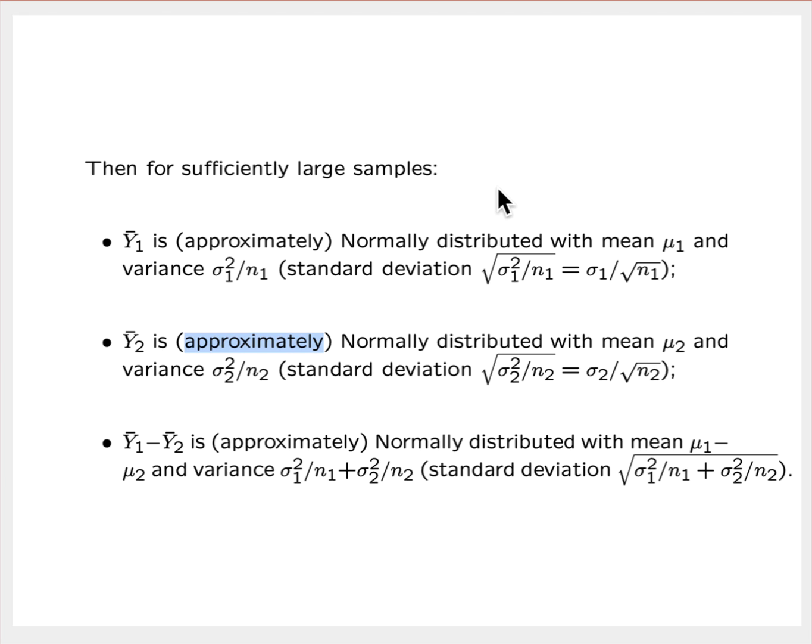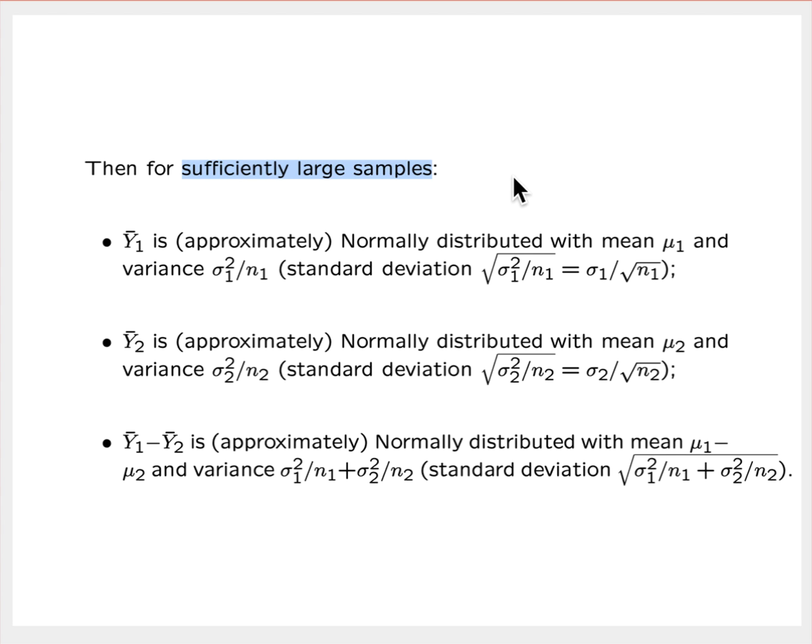Now, in reality, the more likely scenario is that the population that we're sampling from is not exactly normally distributed. And so we will need to make sure that we have a sufficiently large sample to be able to appeal to the central limit theorem and for the normal distribution to be a good approximation to the sampling distribution of y bar 1 and y bar 2.